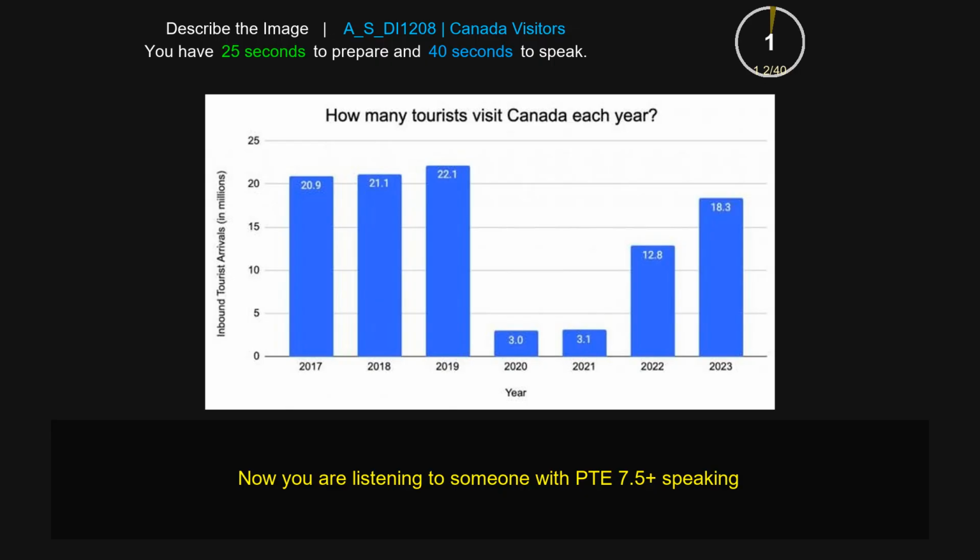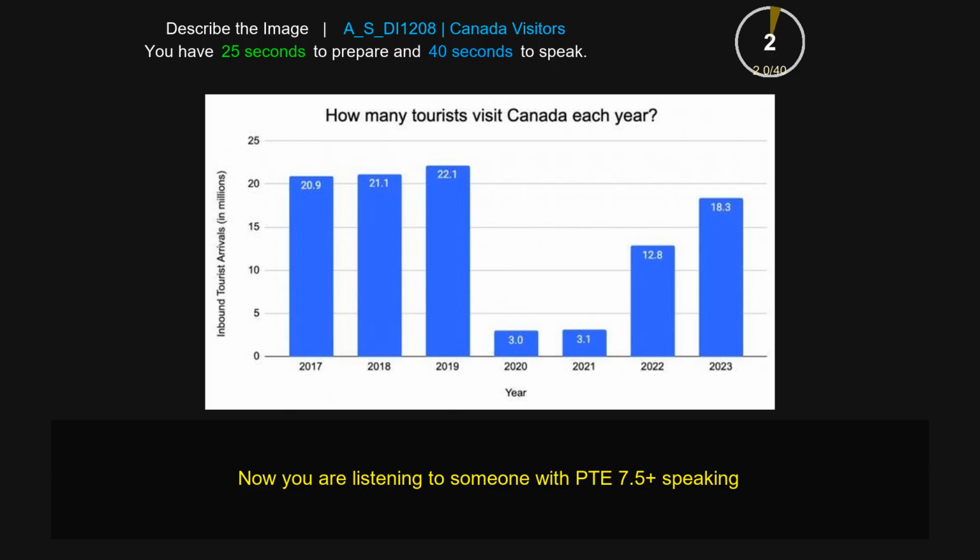The image shows how many tourists visit Canada each year, which is in the form of a bar graph. The x-axis talks about different years and the y-axis talks about inbound tourist arrivals. It is clear from the image that the maximum value is in 2019, which is 22.1, and the minimum value is in 2020, which is 3.0. It is evident that 2017 is 20.9, 2018 is 21.1, 2021 is 3.1, and 2022 is 12.8. Overall, the image is very informative.